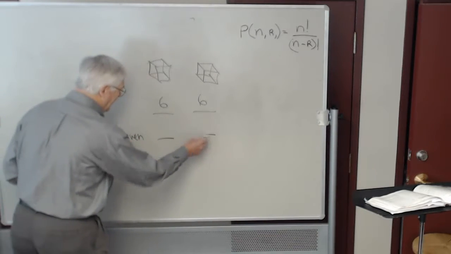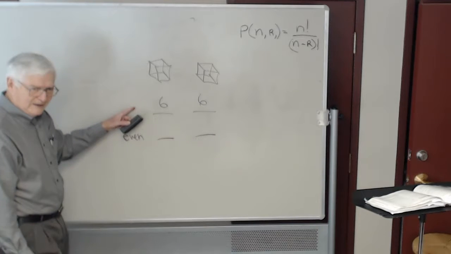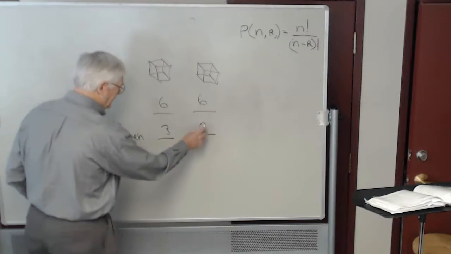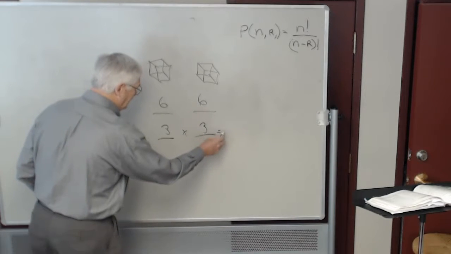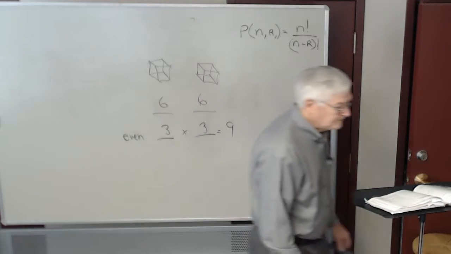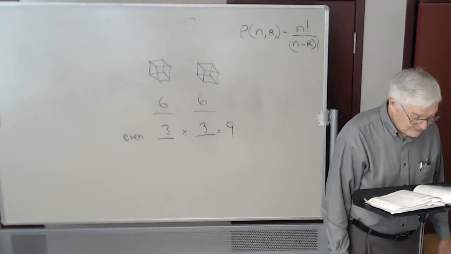Yeah. How many even numbers on the first die? 3. How many on the second die? 3. So the answer to your problem would be 9. You see that? For problem 31.